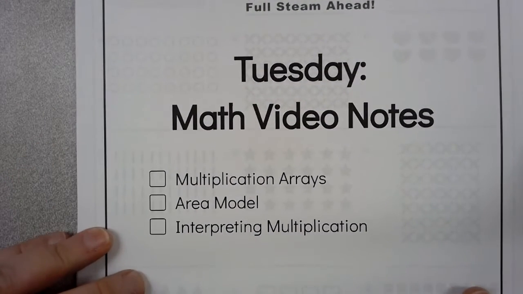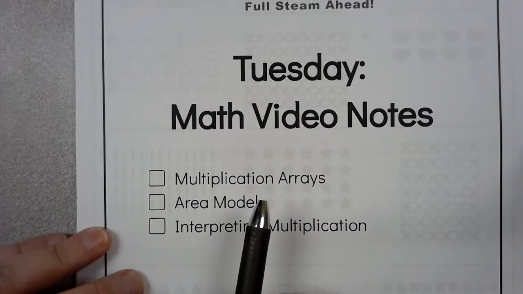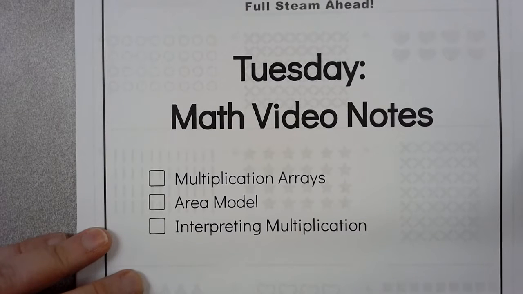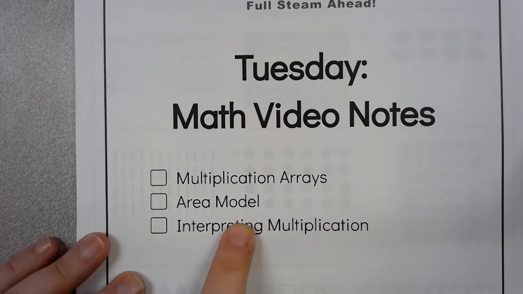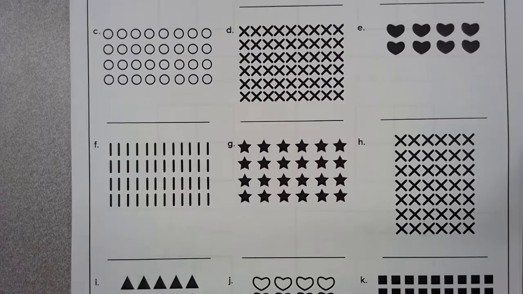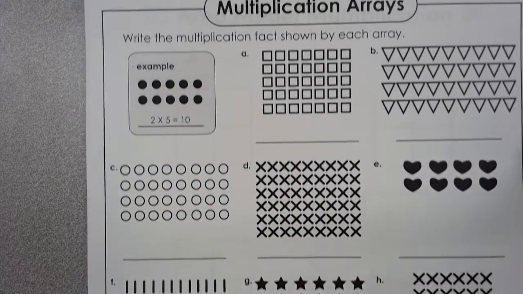And I know there's 3 assignments, but guys, remember, 1 page is a review. We can get through it just like that. All right, so we have multiplication arrays, area model problems, and interpreting multiplication. So go right here.